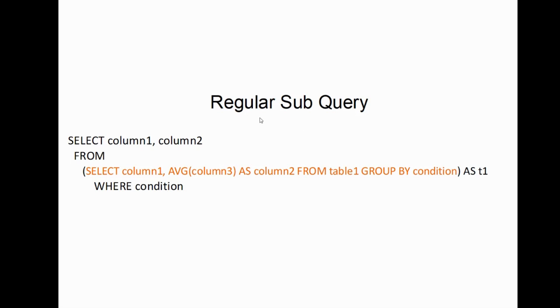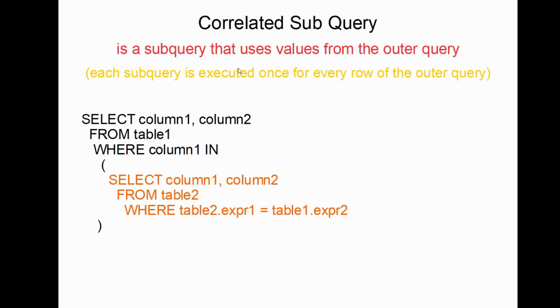These are all regular subqueries. All these queries are independent of the outer query. They don't use any values from the outer query. We have another type of query called a correlated subquery. That's a subquery that uses values from the outer query.